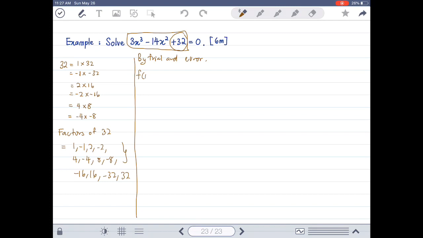Try f(1) equals 3 times 1 to the power of 3 minus 14 times 1 squared plus 32. You should get 3 minus 14 plus 32. Okay, 21. So this is not the answer. Try f(-1). So 3 times negative 1 cubed minus 14 times negative 1 squared plus 32.